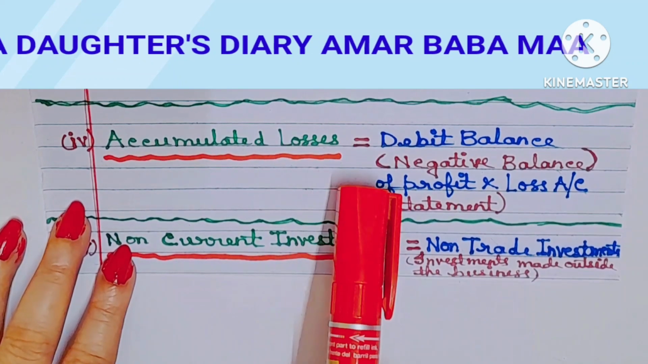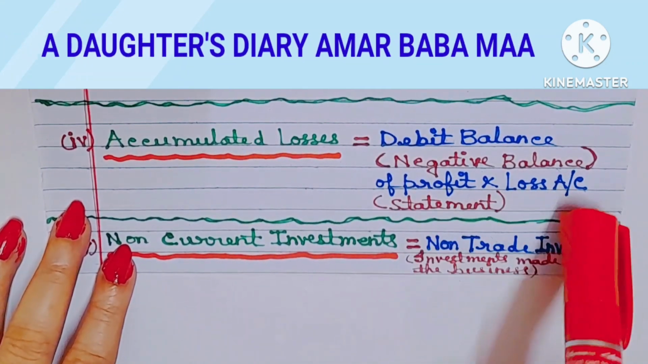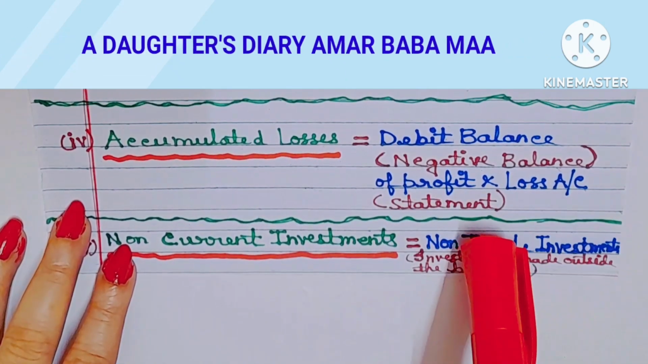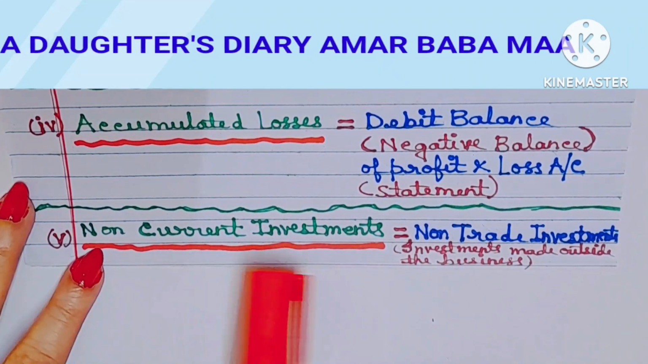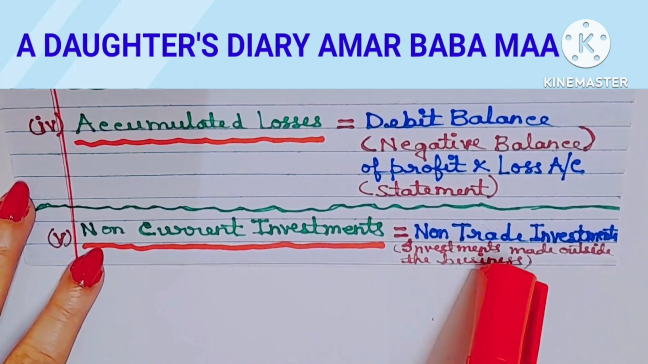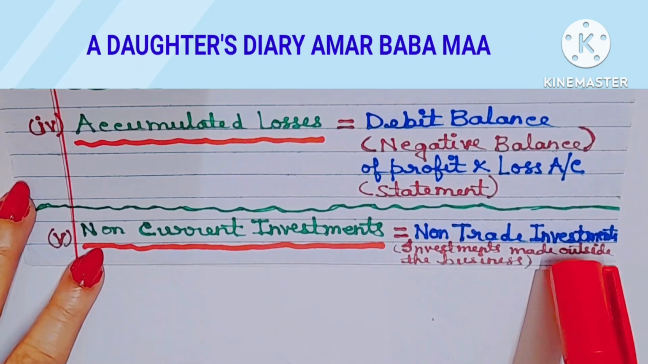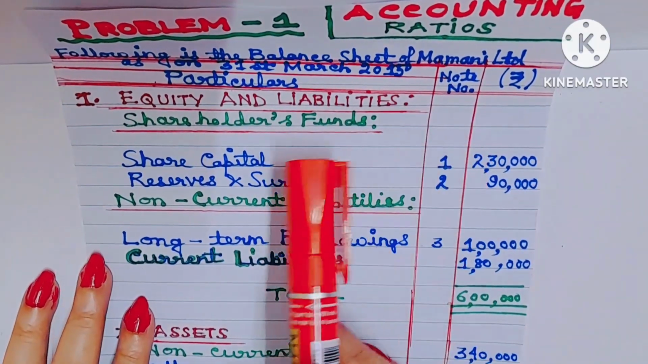Okay? Accumulated losses is equal to debit balance or negative balance of profit and loss account or debit balance of profit and loss statement. Okay, that is loss for the year. What is non-current investments? Non-current investment is equal to non-trade investments, that is investments made outside the business, not for own business. Okay. Now let's go through the problem.